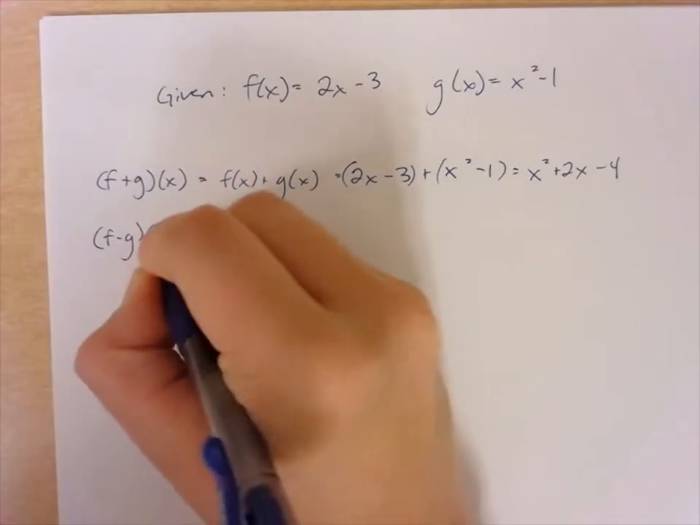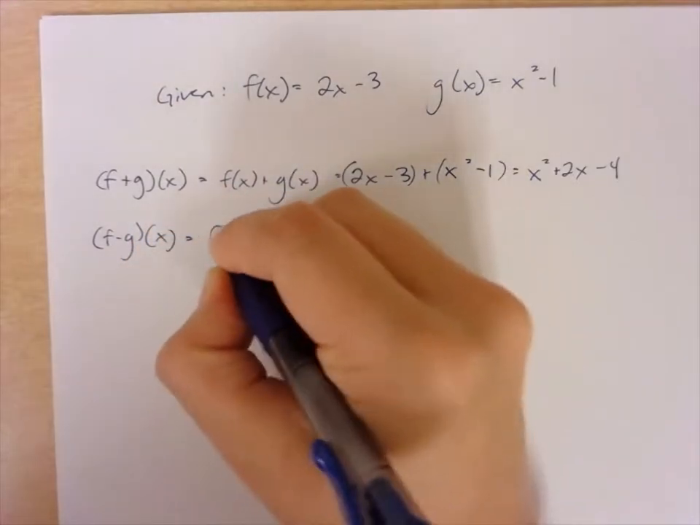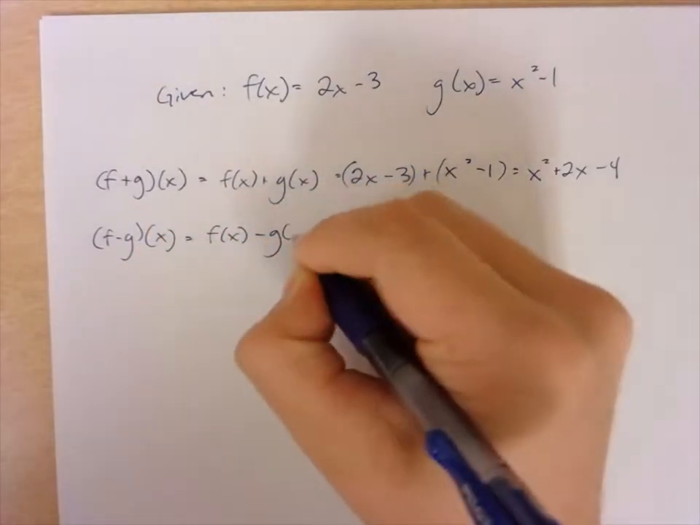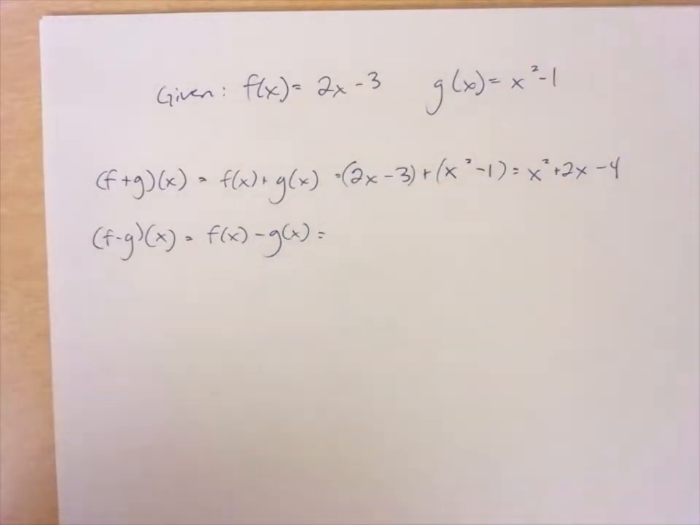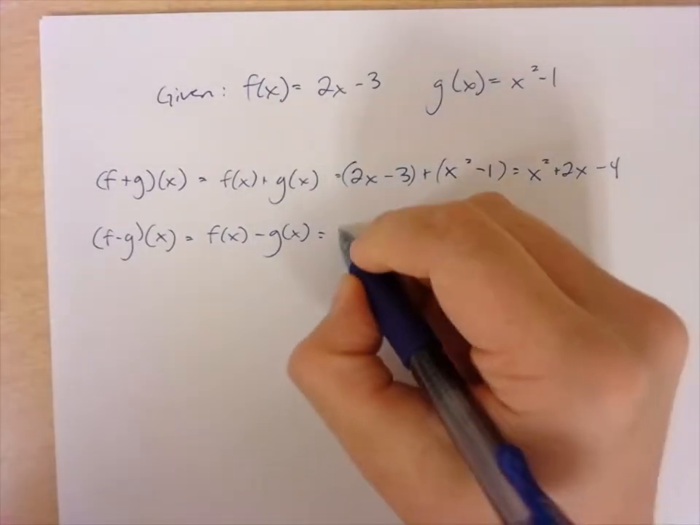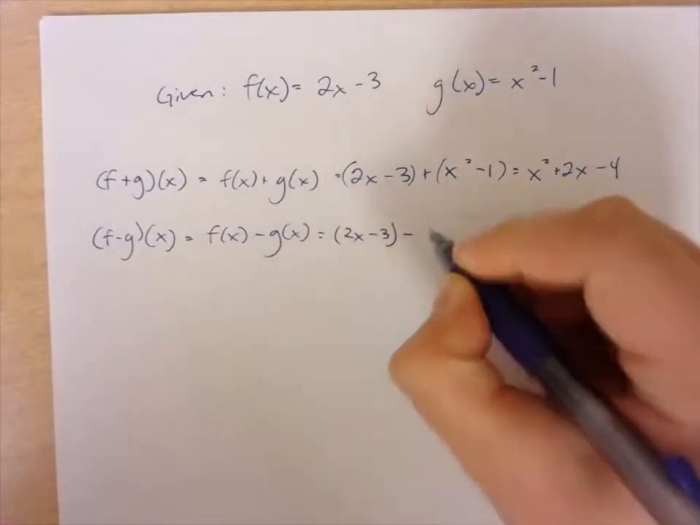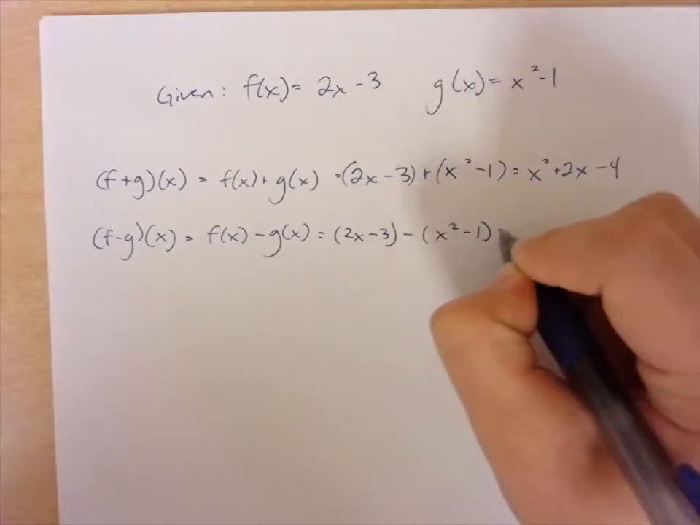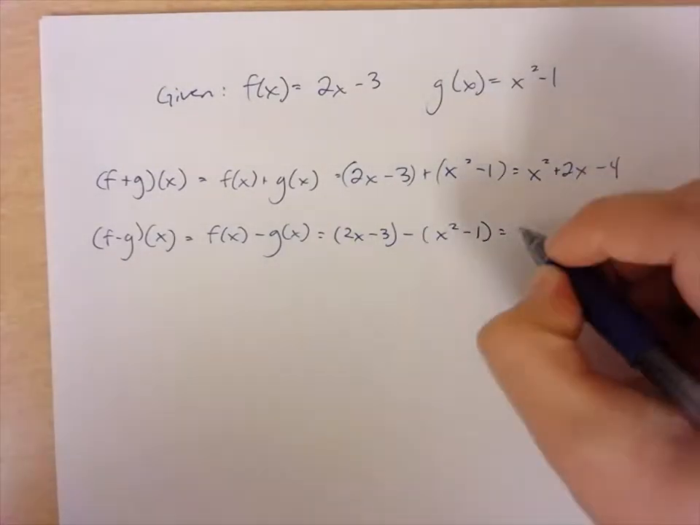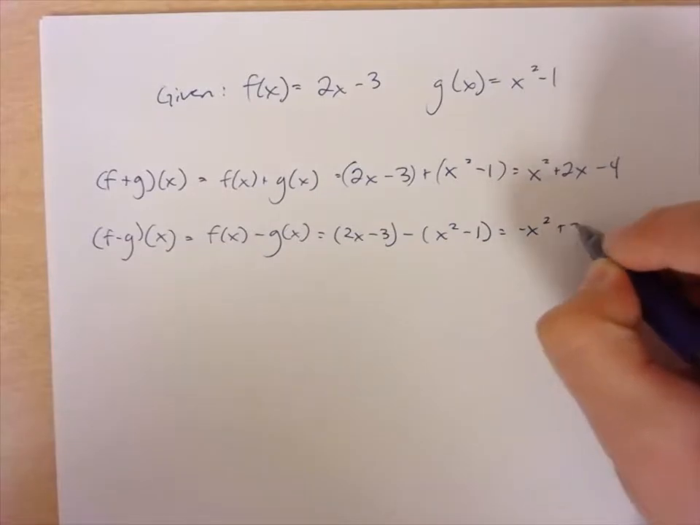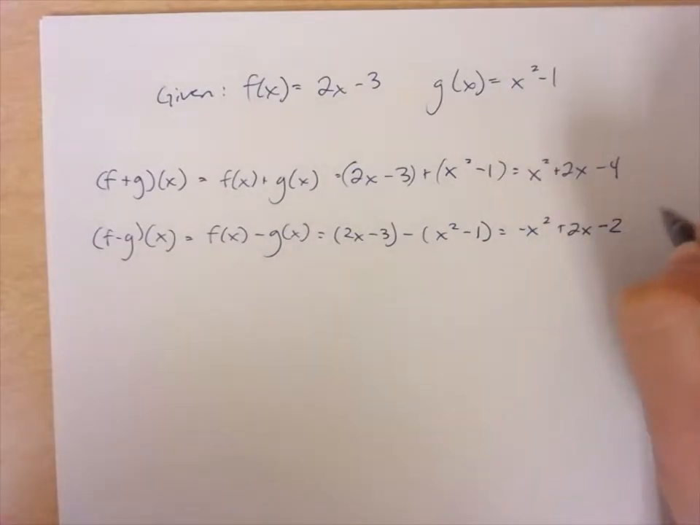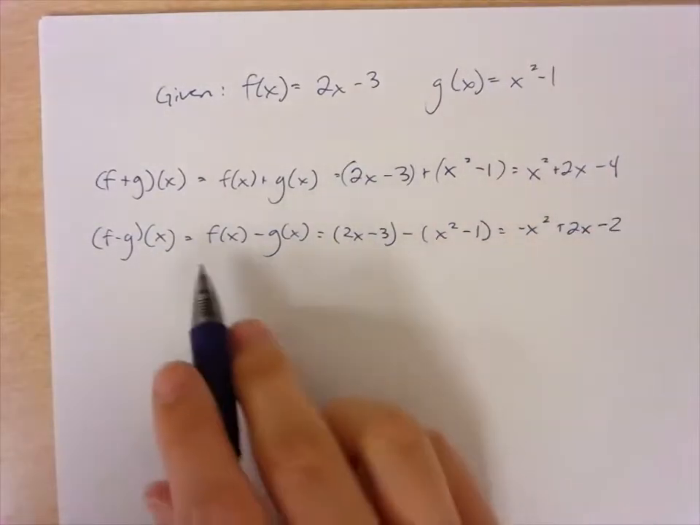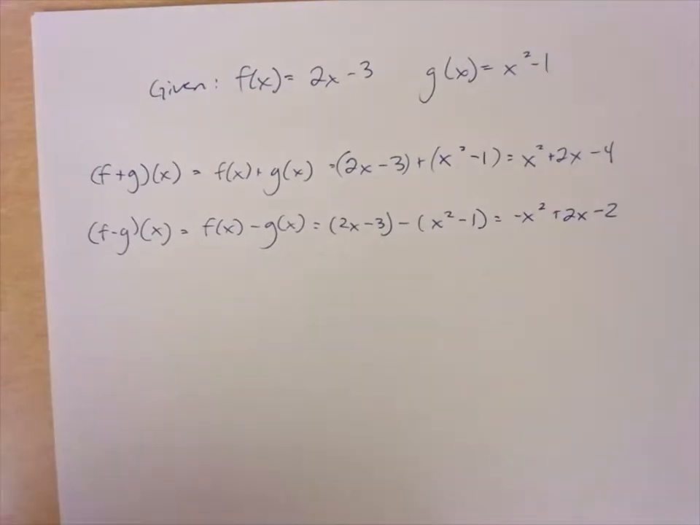If we had f minus g of x, then that's the same as saying f of x minus g of x. And that's the same then as saying 2x minus 3 minus x squared minus 1, which would get us negative x squared plus 2x minus 2. And here on the graph you would subtract the y values if you were just given some coordinates and not a function.